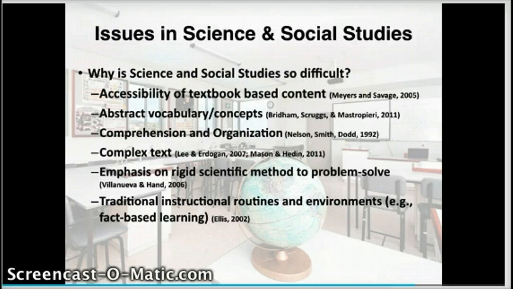And what's ironic here, in my mind, is that these environments, by and large, are very traditional. Both science and social studies environments tend to use traditional instructional routines and rely on things such as fact-based learning. Where I see these environments is that they can be very interactive and very engaging for students. But if they're over-reliant on traditional instructional routines and environments, they can be really difficult for students with disabilities to interact and engage in the learning process.